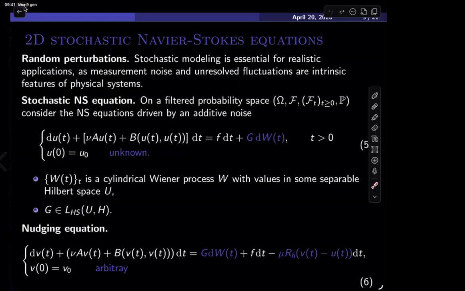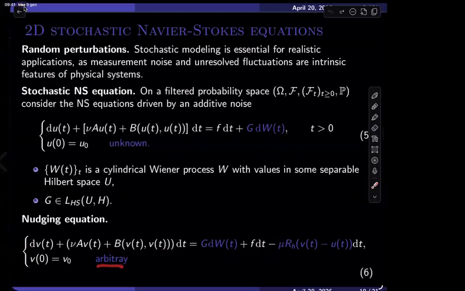So starting from this equation, we again consider its nudging modification. We consider the stochastic version of the Navier-Stokes equation, and we again perturb this equation by this nudging term. The initial condition in this case is also arbitrary.